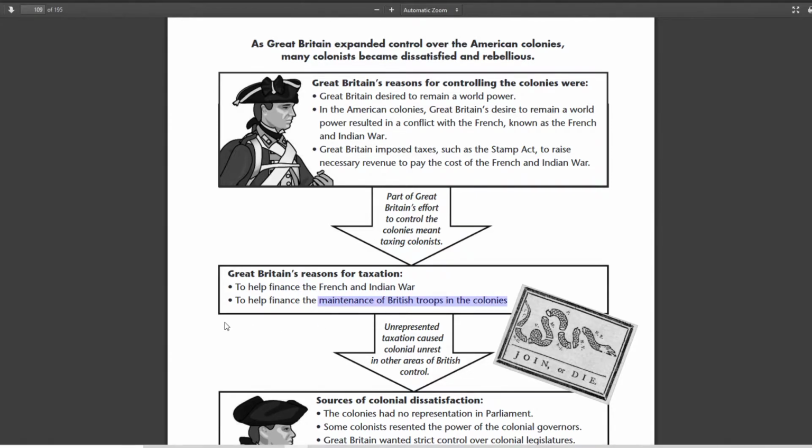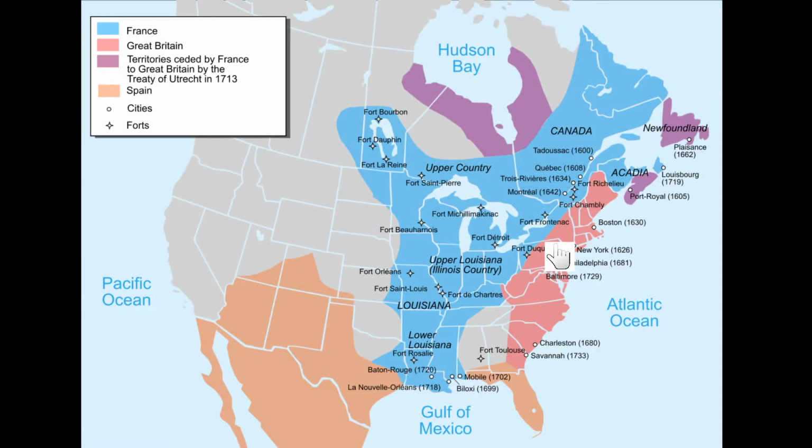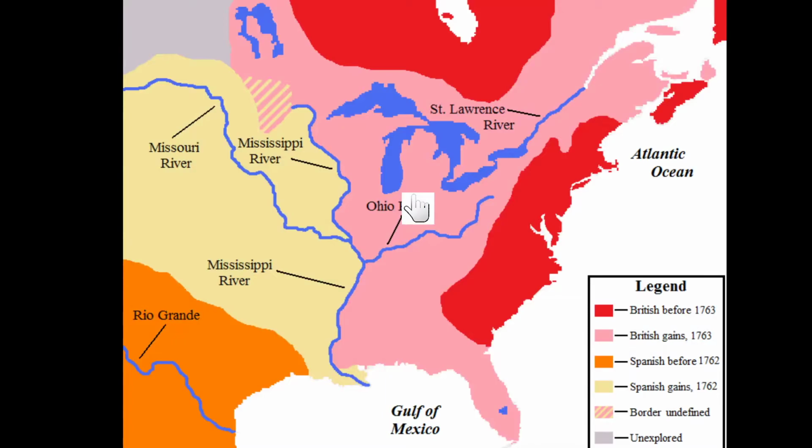So when we look at the war before, this was all French, and this was the British part. And then after the war, we see that all this French area is now British. Even the Spanish area down here becomes British, which means that they're going to have to put more troops in these areas to protect, first of all, their colonists and then their interests in these areas. So they put troops all throughout here.